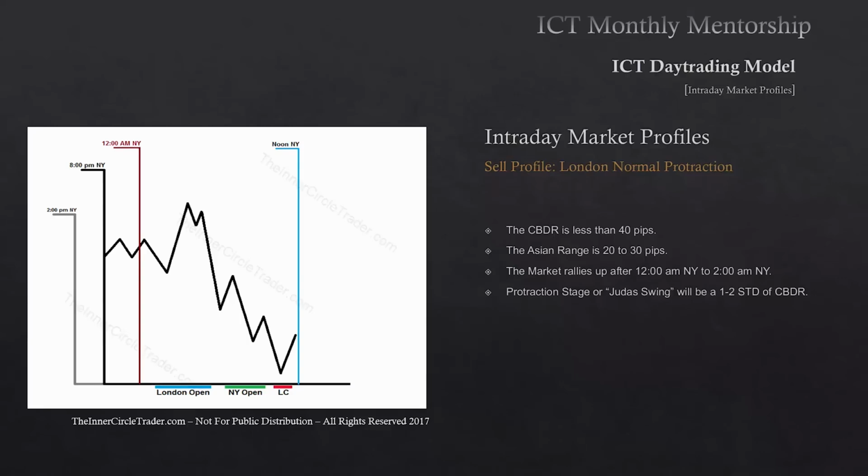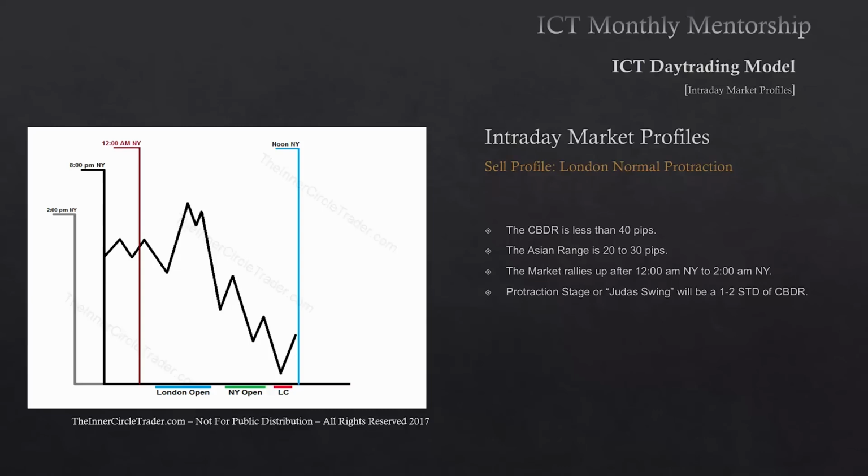Now the market, again, has to rally immediately after midnight New York time. And you want to see that sustained movement higher, moving up towards the 2 o'clock hour in New York time. So what that's doing is it's creating that initial move, that protractionary stage. You are looking for the move to be going up, but the entry can occur as early as 1:30 a.m. New York time, 1 o'clock in the morning New York time.